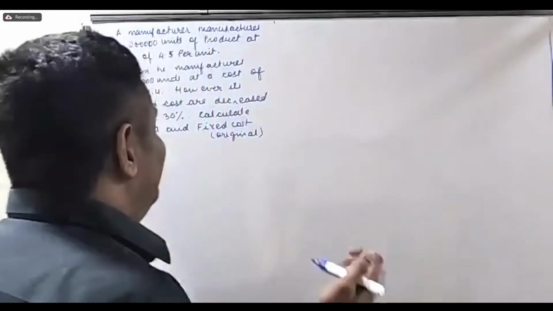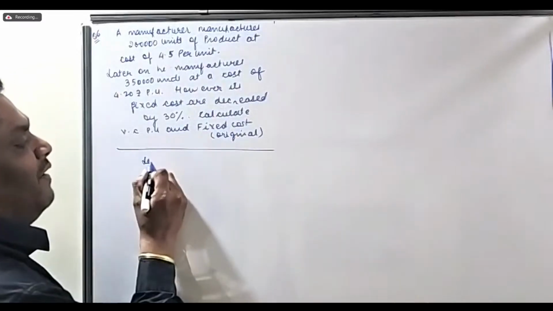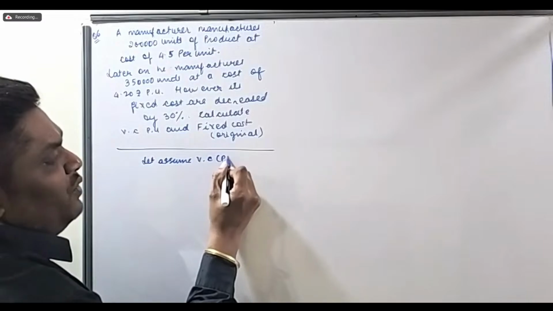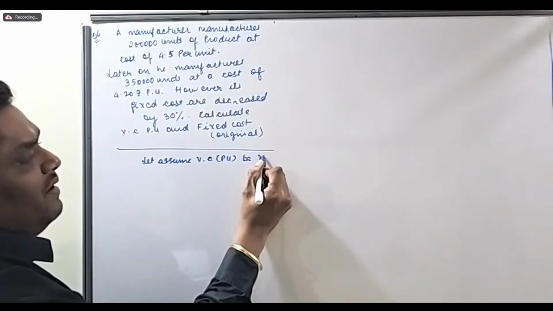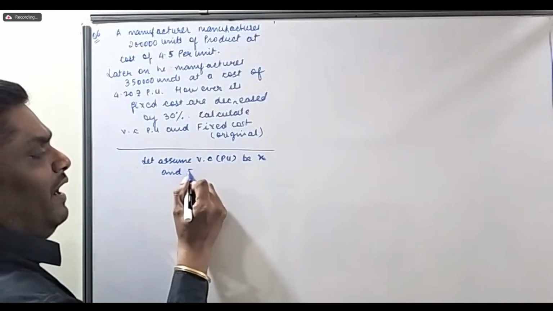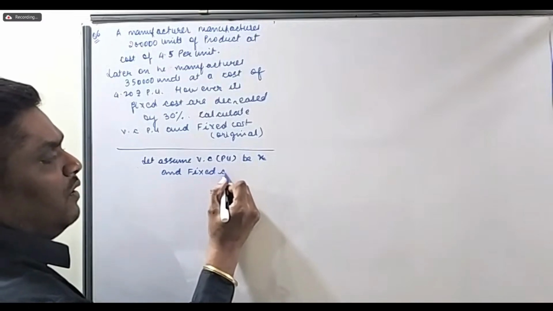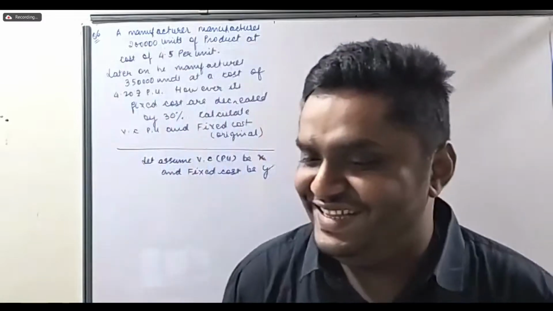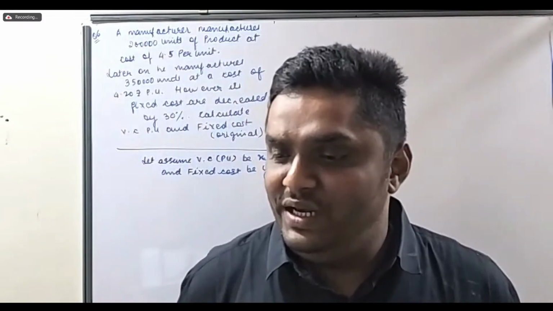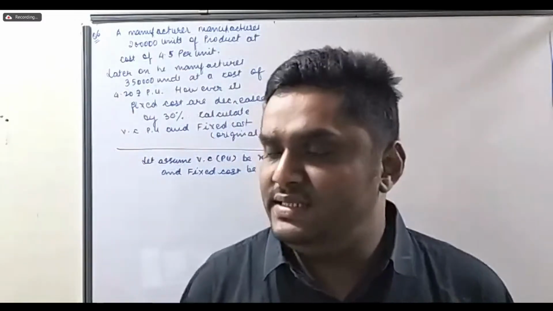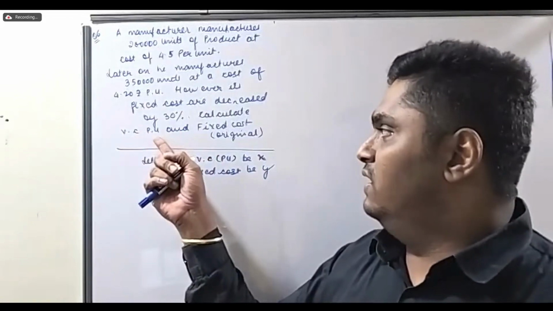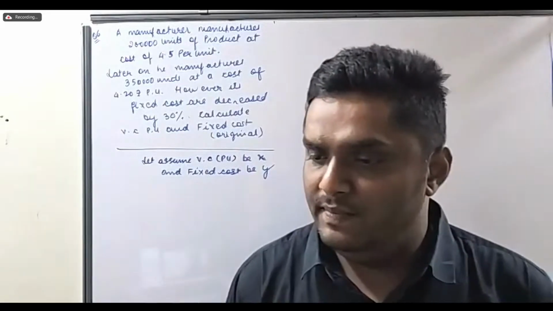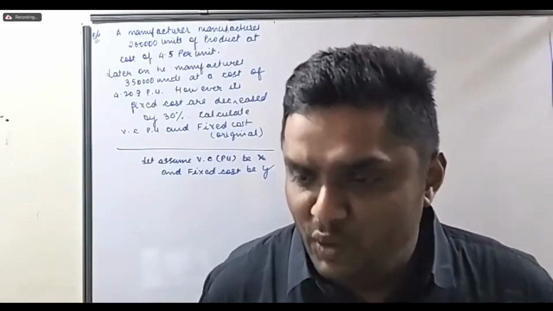Okay, let's assume the variable cost per unit be X and fixed cost be Y. This is the hint for you guys. Let's assume that the variable cost per unit be X. This is all what we have to calculate, that is variable cost per unit and fixed cost total. Last 2 minutes more after this hint.